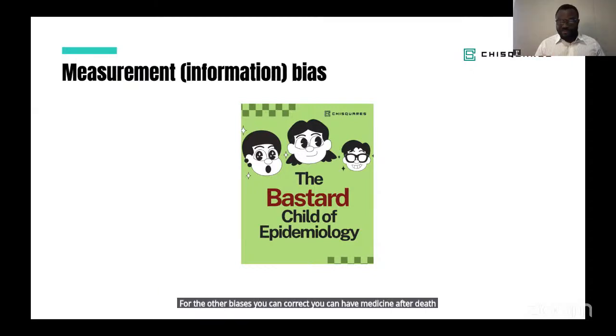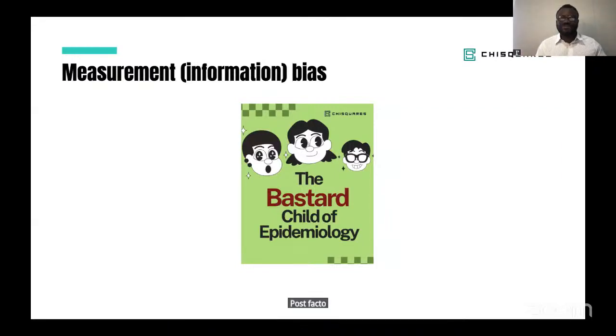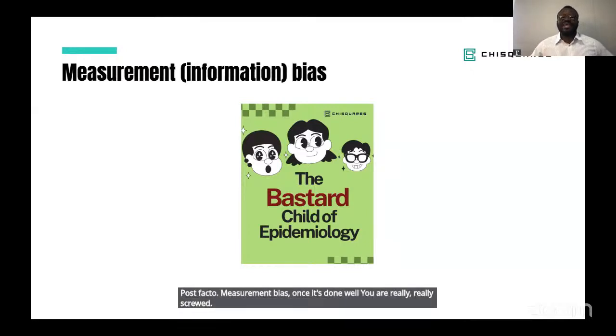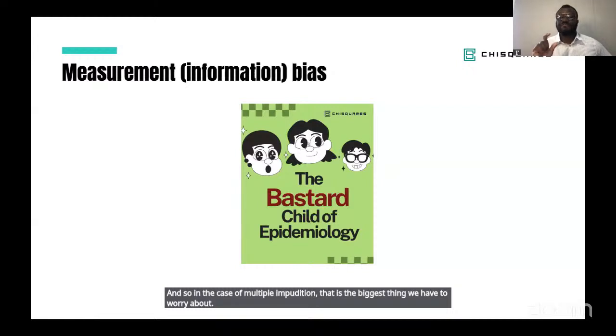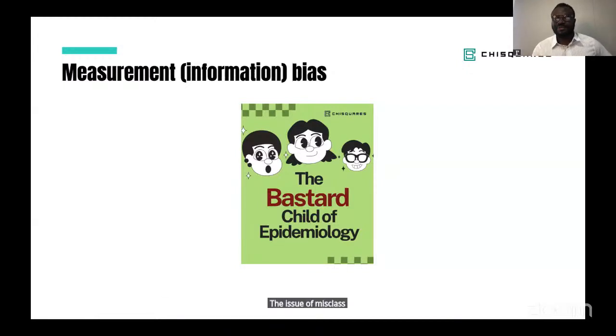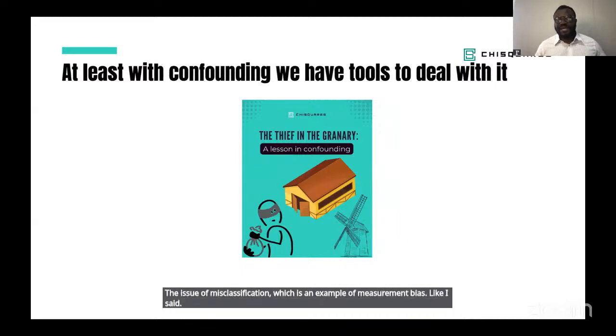For confounding and selection bias, we have statistical methods we can correct for them post facto. Measurement bias, once it's done, well, you are really, really screwed, right? And so in the case of multiple imputation, that is the biggest thing we have to worry about: the issue of misclassification, which is an example of measurement bias. Like I said, three types of biases in epidemiology.